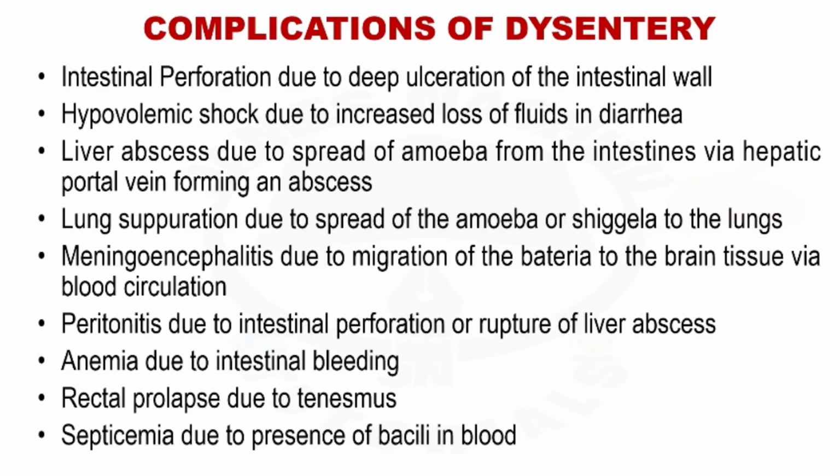Whenever any condition affects the intra-abdominal organs, because the intestines are part of the intra-abdominal organs, when they perforate, they can result in peritonitis. The intra-abdominal organs we're talking about are the stomach, the liver, the intestines, the pancreas. Once they perforate, there can be peritonitis, which is the inflammation of the peritoneum. Then anemia can also be there due to intestinal bleeding, because where the perforation occurs, there will be severe bleeding, which will result in anemia.